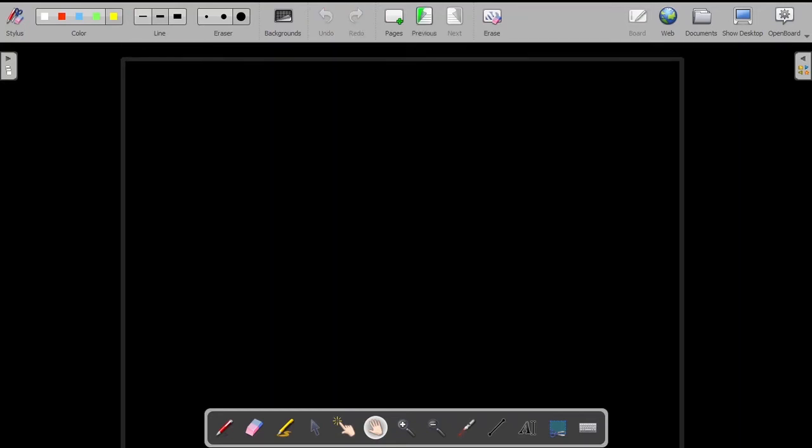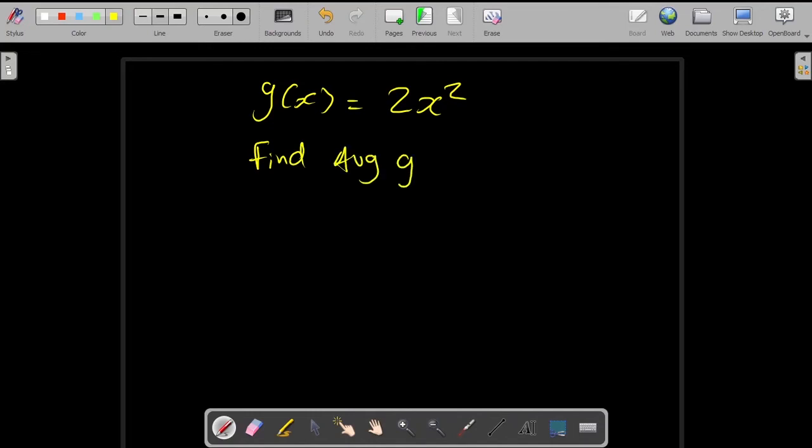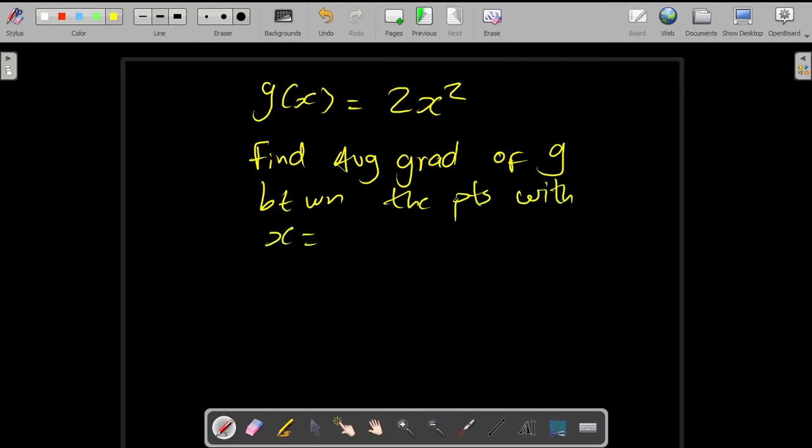So let's say we have a function g of x equals 2x squared. Now let's say we are asked to find the average gradient of g between the points with x equals -3 and x equals 5. So we're trying to find the average gradient between these 2 points.